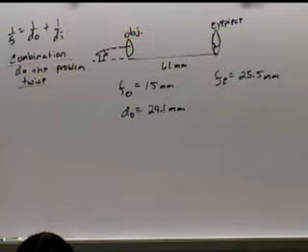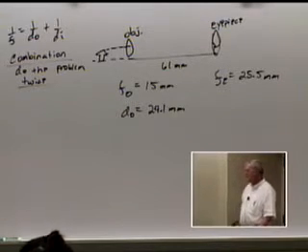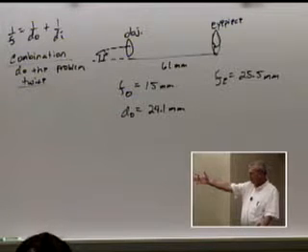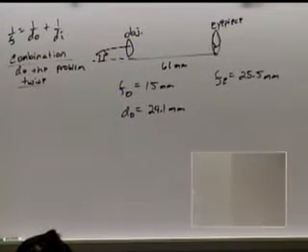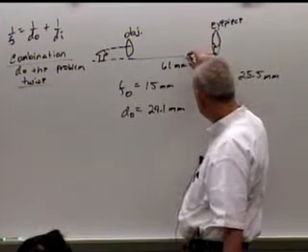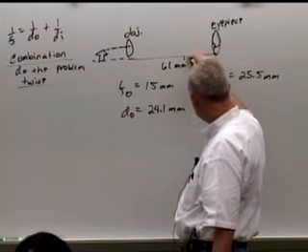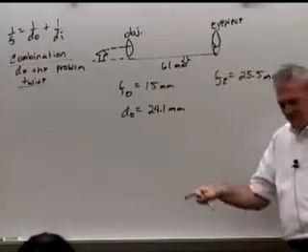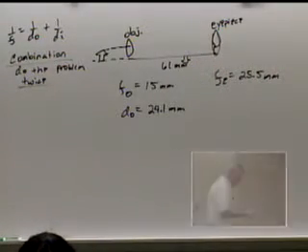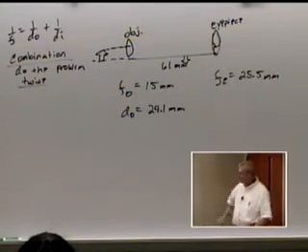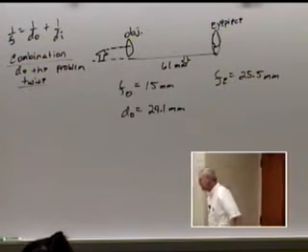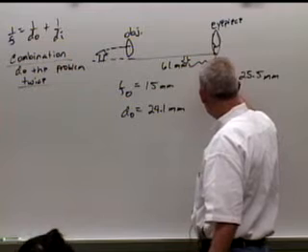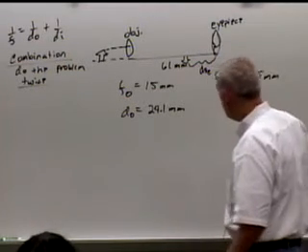So we've got to do this problem twice. In other words, we're going to find DI for the objective. Okay? And that will put this guy right over here. It'll probably be upside down and right here. And then the DI for the objective, we're going to subtract from 61, and that will give us our DO for the eyepiece.